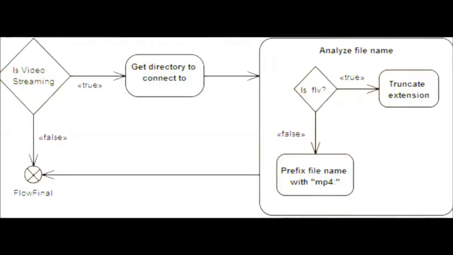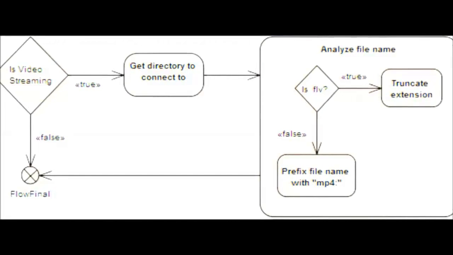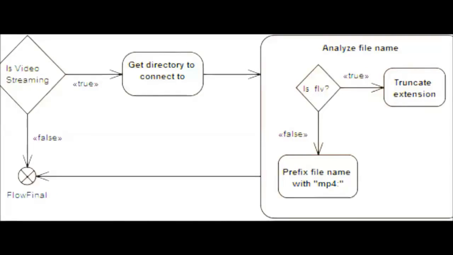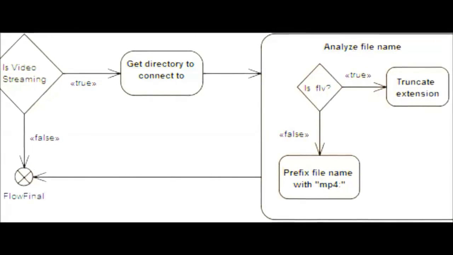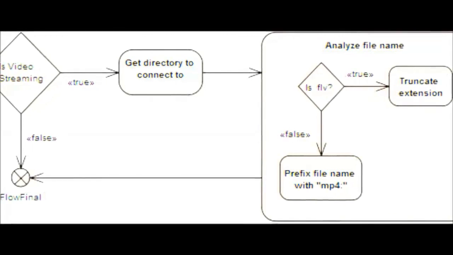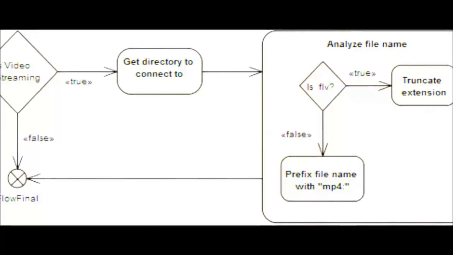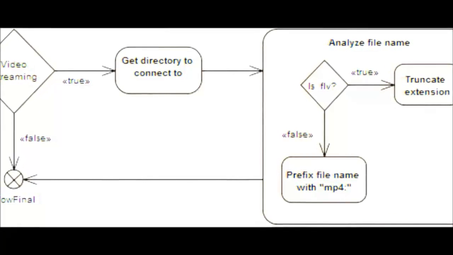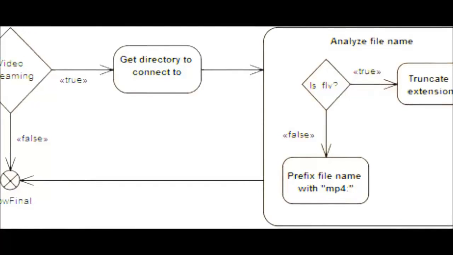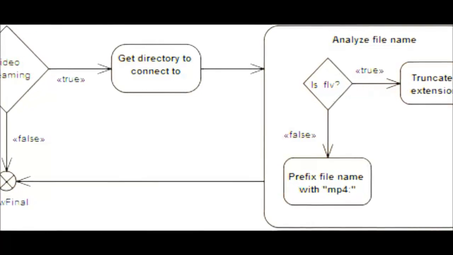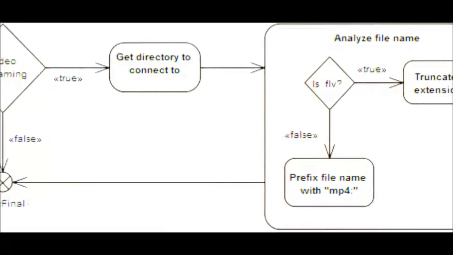Now, let us see the flowchart showing URL parsing. As soon as we type a video URL, the flowchart shows if video is streaming, it gets the directory to connect to and then analyzes the file name. If the file is FLV, it will truncate the extension, else it will prefix the file name with MP4 and plays the video. And if video streaming is not going on, it gives an error, as error occurred in playing.